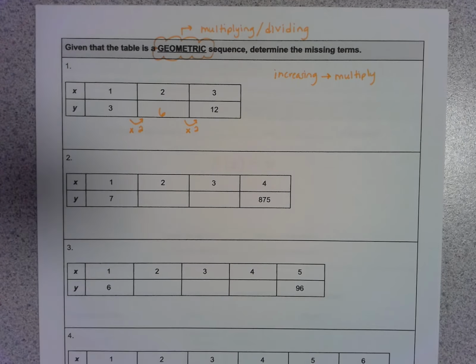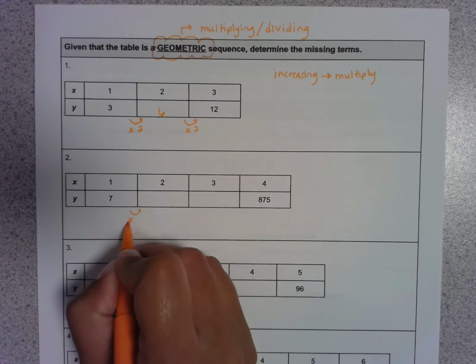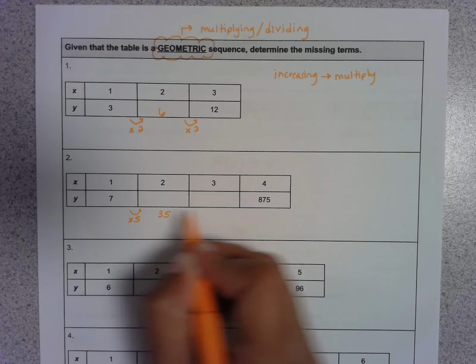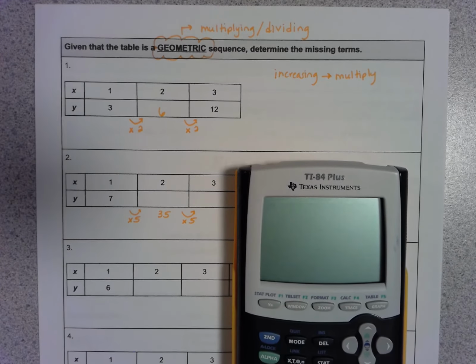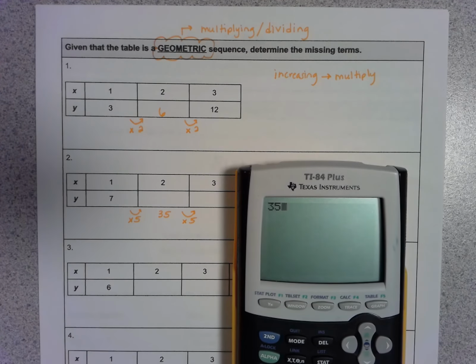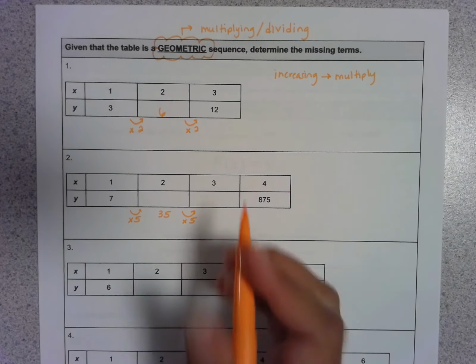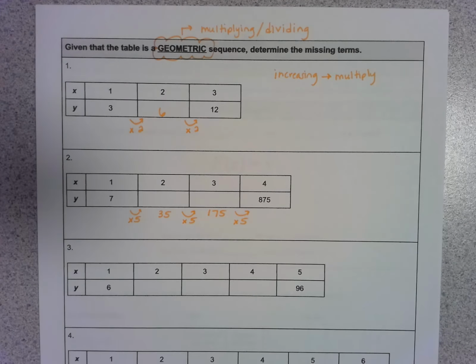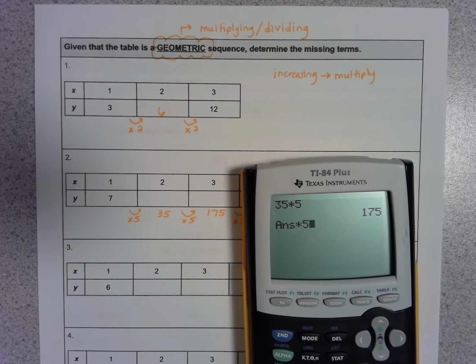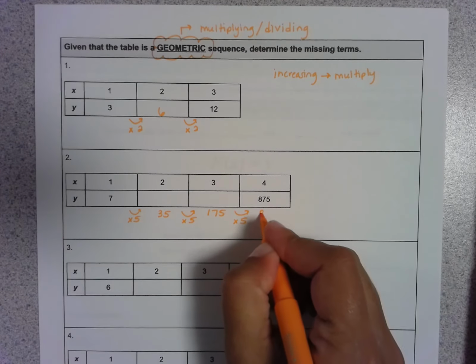Now in the next pattern, we're going from 7 to 875. So that seems a little bit trickier. Let's maybe try, I don't know, the number 5. So if we multiply by 5, we get 35. If we multiply by 5 again, and I'm going to use a calculator, I'm really not kidding, that really does help. I'm going to type in 35 times 5 and I get 175. And I'm going to multiply by 5 again, and that brings me to 875. Woohoo! That was a lucky guess.